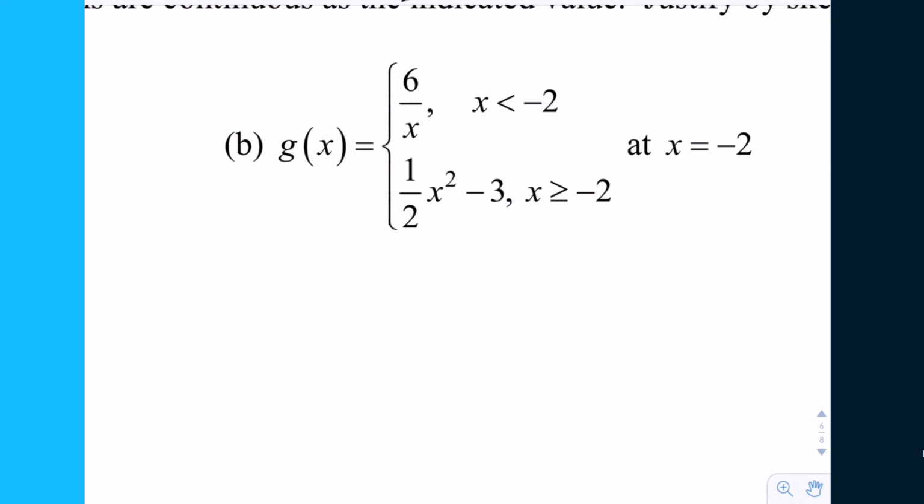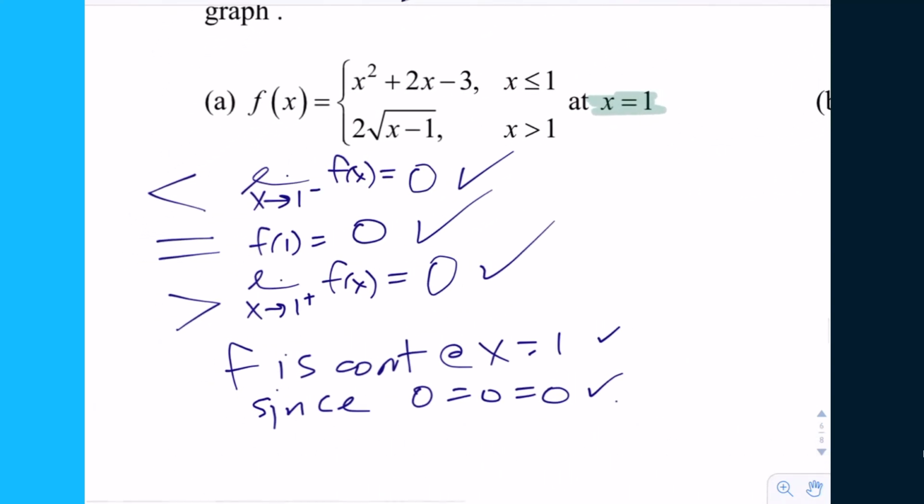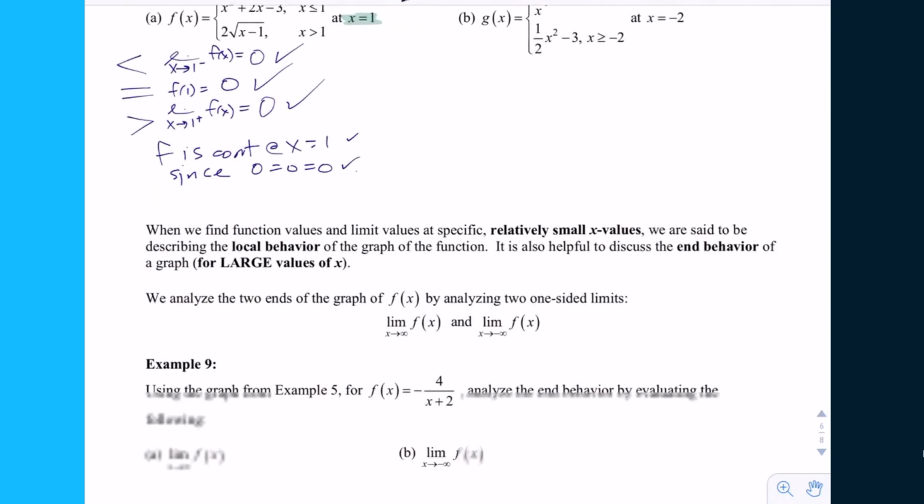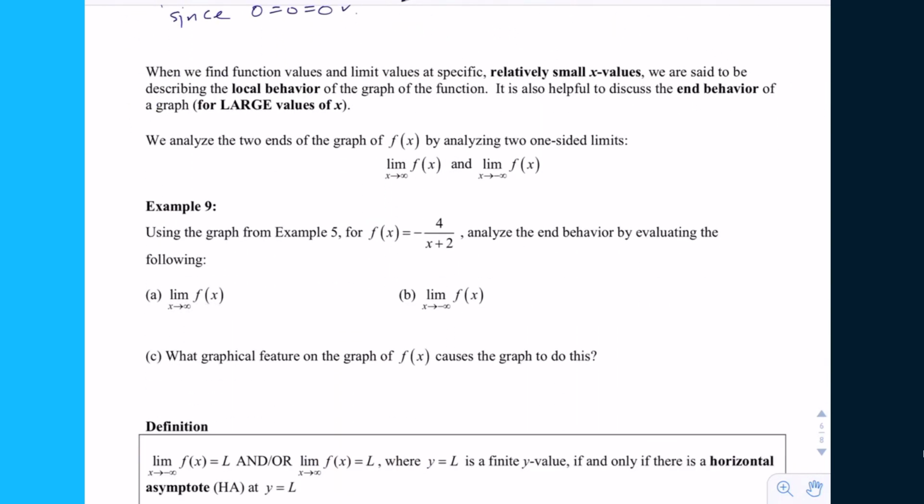All right, so that's it. You'll have one equation like this tomorrow. Practice the notation. Go to the worksheet. And then after the quiz, we'll finish limits tomorrow.